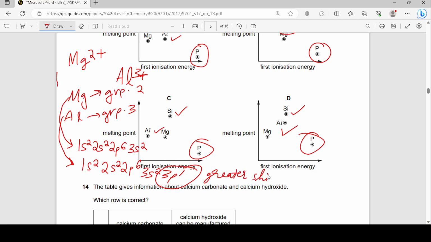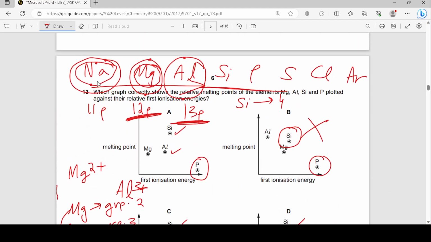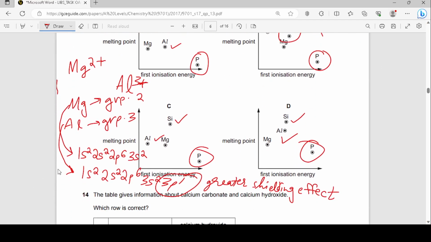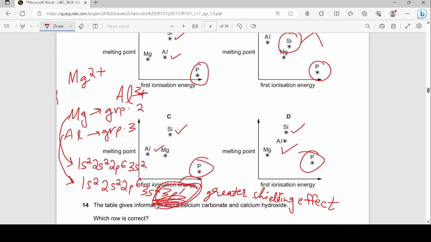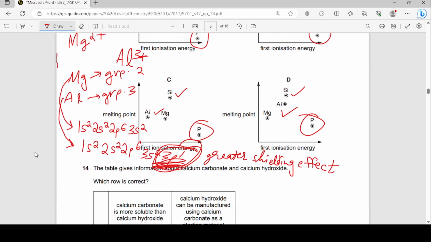Because of that, there is a greater shielding effect in aluminium. Across the period the shielding doesn't change that much, because the inner shells remain the same and more electrons get added to the outer shell only, right? But for magnesium versus aluminium, a new subshell has been occupied. Or not added per se, it was already there, but an electron got added to the subshell. I'll say it like that.